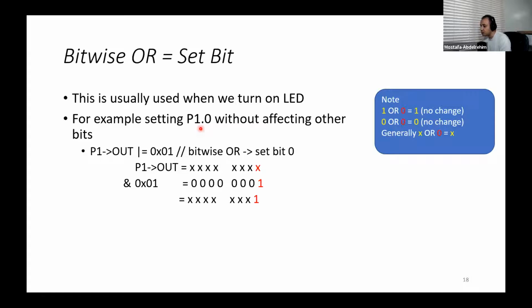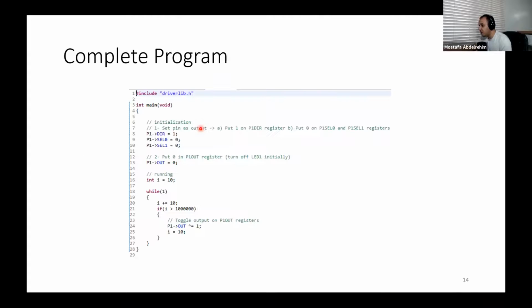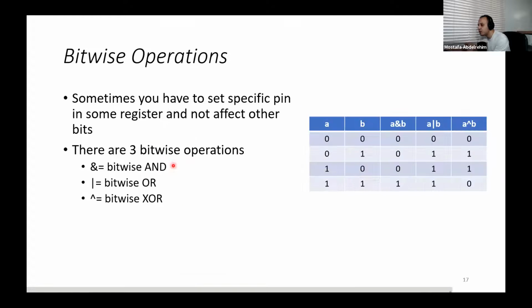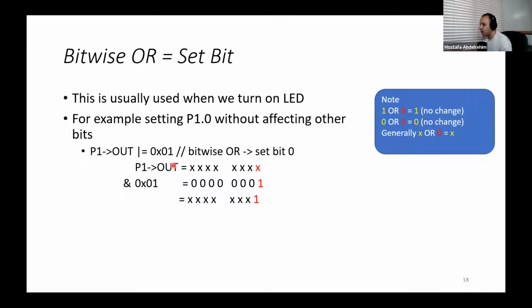But we want to do that without affecting other bits. So previously in our last program, for example, here we are setting bit 1 as 0. At the same time, all other bits are also 0. Now we want to pinpoint this pin only, or target this pin only, bit 0. So let's see how we're going to do that.